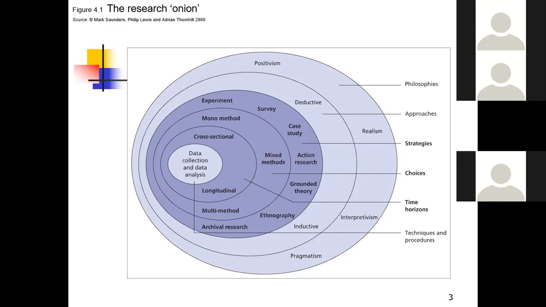The next layer you can see has 7 different research strategies. You find experiment, survey, case study, action research, grounded theory, ethnography, archival research.